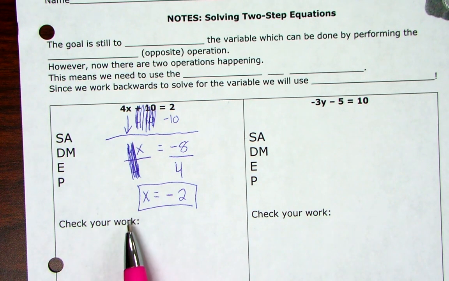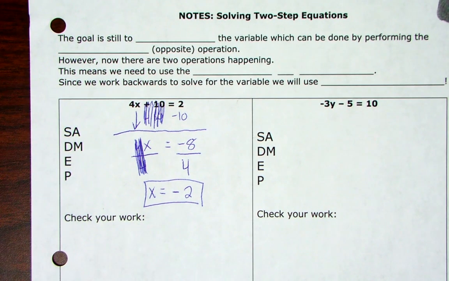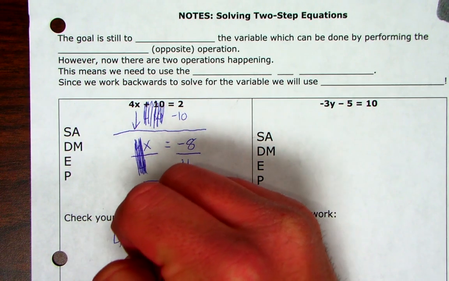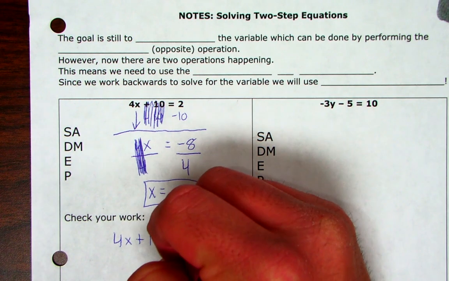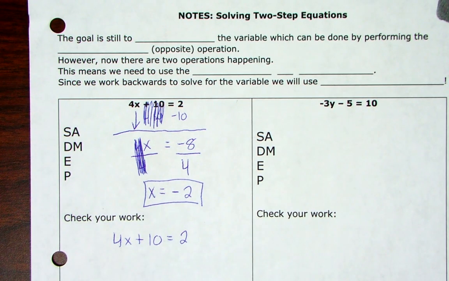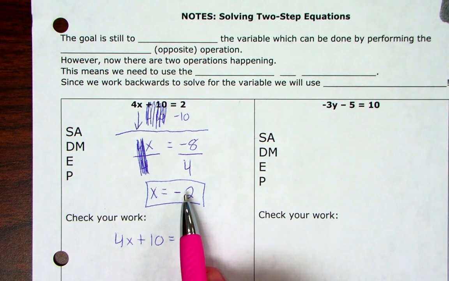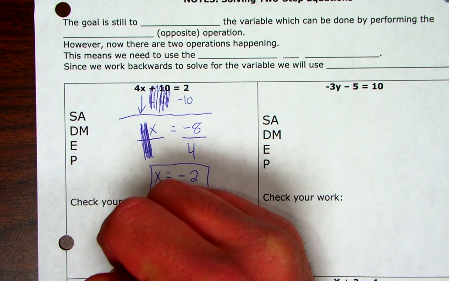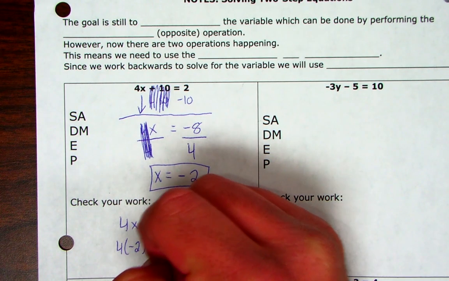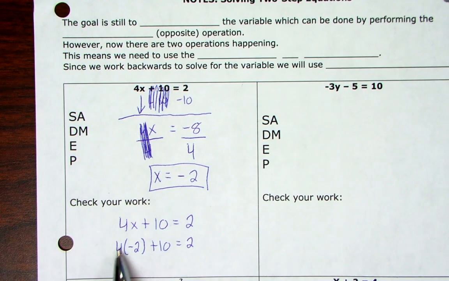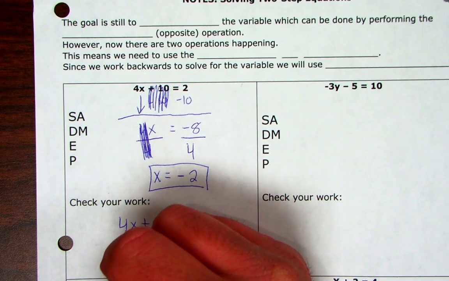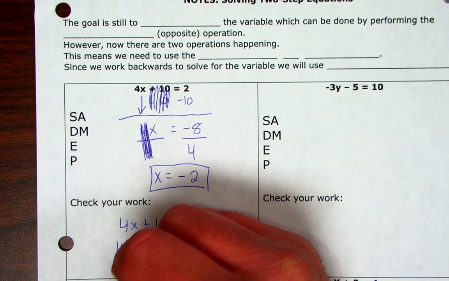Now it says to check your work. So I'm going to rewrite the equation. We have 4x plus 10 equals 2. So we said x equals negative 2, so let's plug it in. So 4 times negative 2 plus 10 should equal 2. Well, let's check. A positive times a negative is a negative. 4 times 2 is 8. Bring down the plus 10.